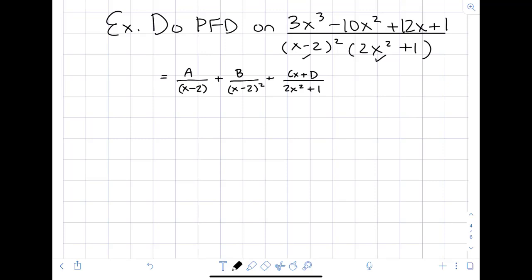And then let's set our equation up on the left-hand side with the original. We have 3x cubed minus 10x squared plus 12x plus 1 over x minus 2 squared times 2x squared plus 1 as well. Okay, so what are we going to multiply both sides by? We're going to multiply both sides by the lowest common denominator, which is that fraction on the left. So we're going to multiply by 2x squared plus 1, x minus 2 quantity squared all over 1, left and right.